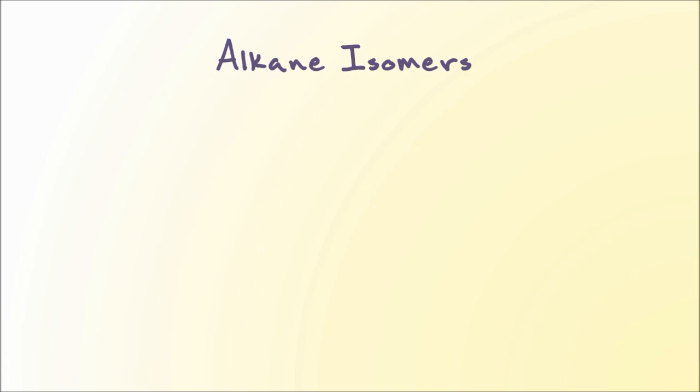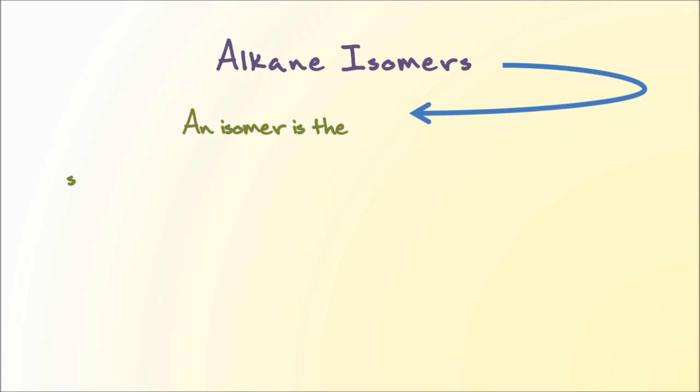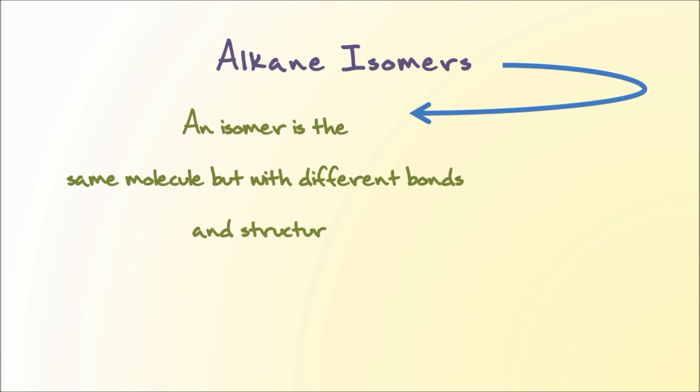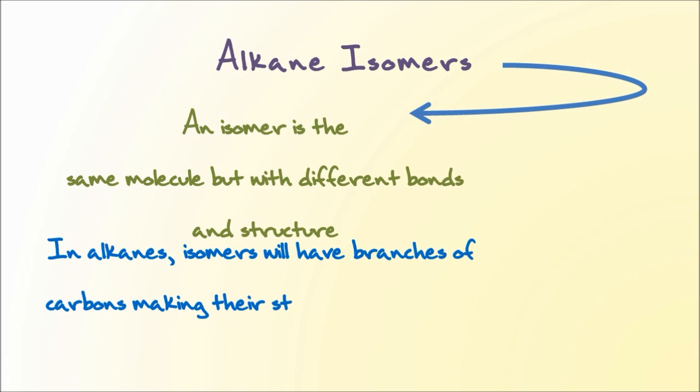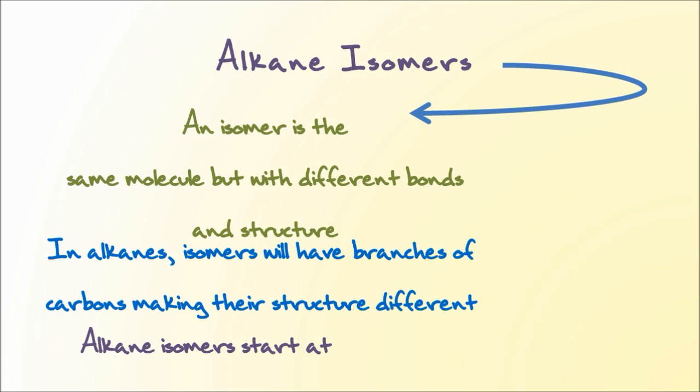So next we have alkane isomers. Basically an isomer is the same molecule but has a different structure because it has different bonds. In alkanes, isomers will have branches of carbons making their structure different. Remember, branches. Alkane isomers start at butane.